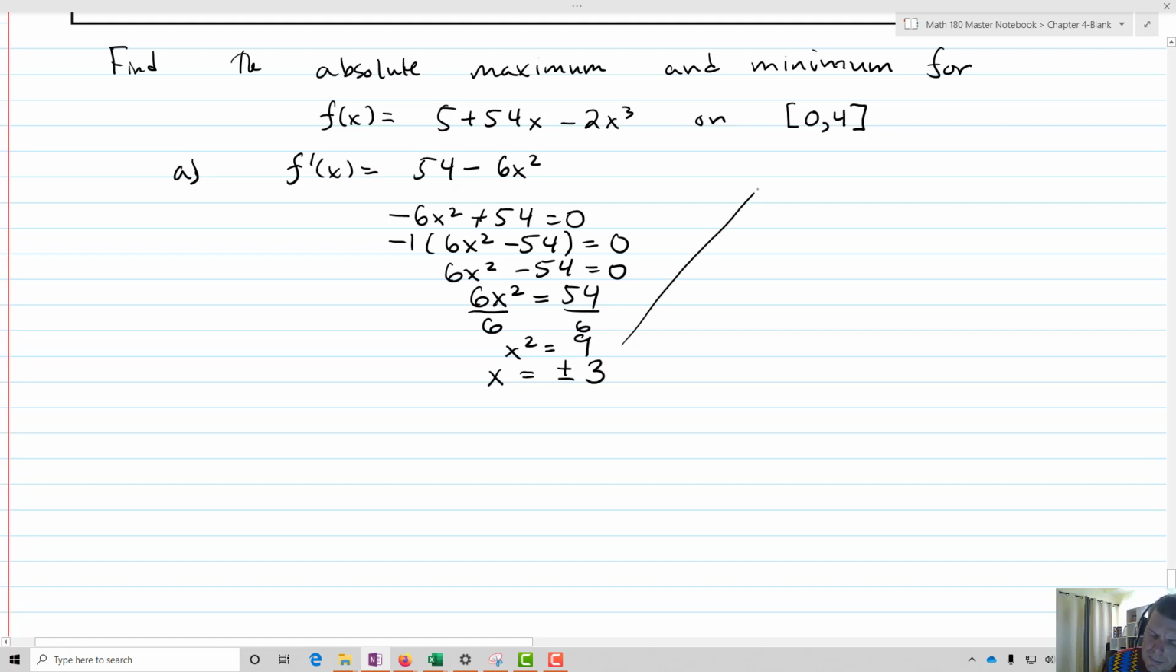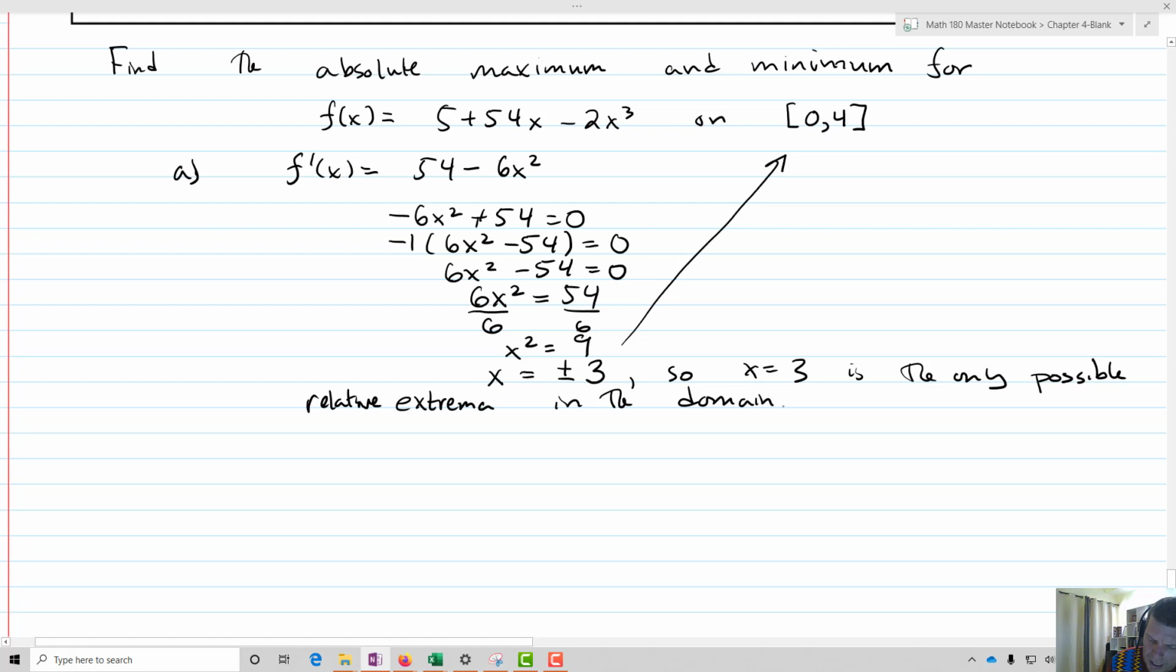Now if I look at my domain, my domain up there is 0 to 4. So x equals 3 is the only possible relative extrema in the domain. All right, we're not going to check negative 3. Negative 3 is not going to matter. All we're going to do is check 3, because 3 is the one that's in the domain.